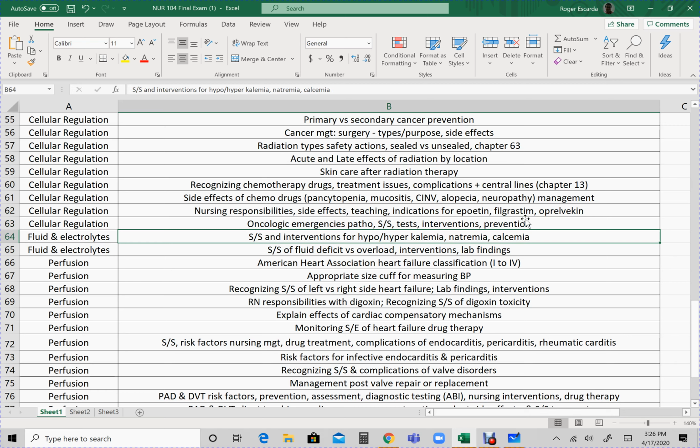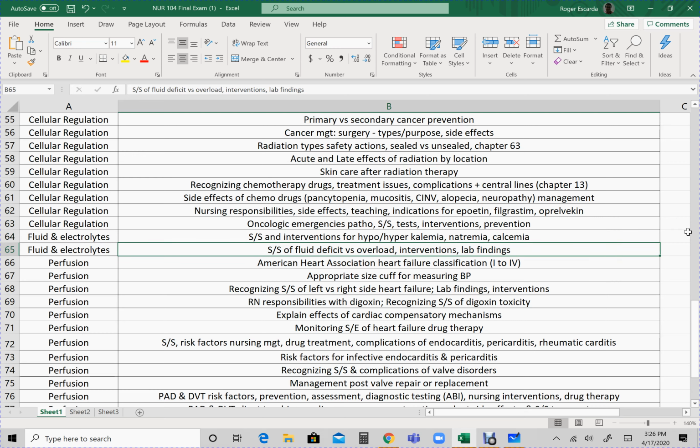That's it for cancer. Next, fluid and electrolytes. 2 questions. Well, minimum 2 questions, because it could be in any of these electrolyte imbalances. So they are potassium, sodium, and calcium. That's signs and symptoms and interventions. Okay, some of them may be in relation to the oncologic emergency because we did have hyperkalemia as an oncologic emergency, as well as hypercalcemia.